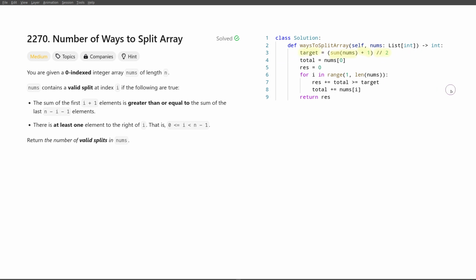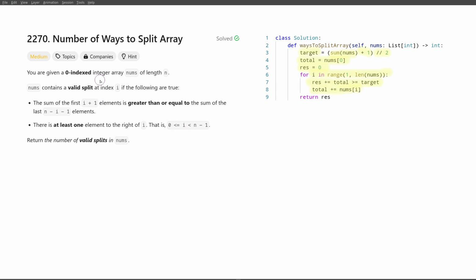Now, if the sum of values to the left of the split point is equal to at least target, that means that this is a good split. So we'll be maintaining the running total, the number of good splits, and for every element we check if the total is greater than or equal to our target. If so, we increment the result and we add the current value to the total.